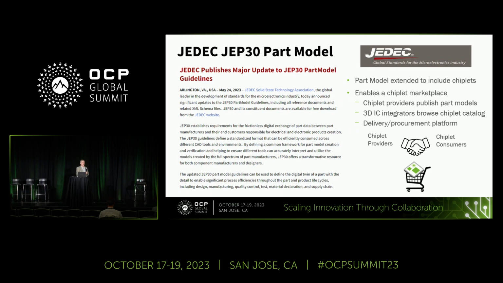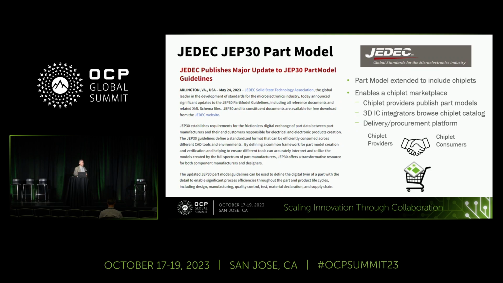But the JEP30 Part Model initially was targeted to define components that would be used in a system, primarily targeting PCB integration. So what we did when we started developing the CDXML, we talked to the JEDEC folks and said, we'd like to extend that format to address chiplets. And they said, that sounds like a good idea, so they agreed to that. So we really focused on the stuff specifically necessary for a chiplet. There was a lot of infrastructure that we could leverage from JEP30, but there was a lot of stuff unique to what we needed. So that is a separate subsection that's in the JEP30 model.